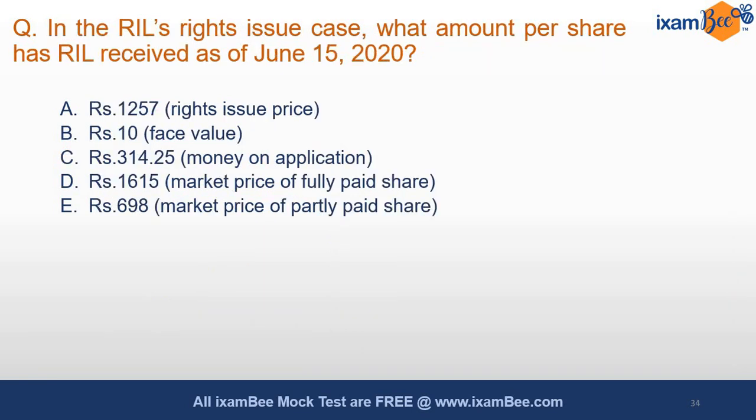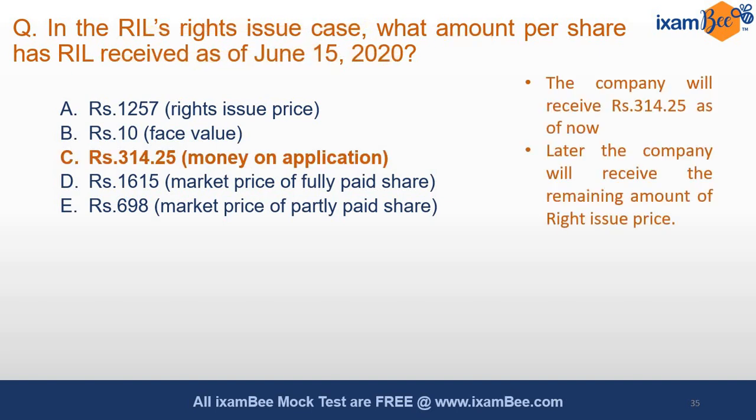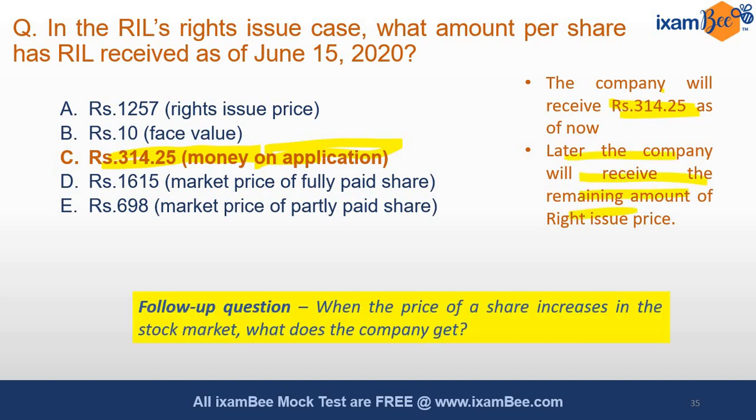And this is the question I asked you last time. In the RIL rights issue, what amount per share has RIL received as on June 15, 2020 after the first call? I think this is easy if you have understood the story well. This is 314 rupees, 314.25. Money on application is the amount received by the company, not 700 and something, because the share is getting sold in the market. That money never comes to the company. The company gets the issue price. The company will receive 314 rupees. Later the company will receive the remaining amount, the second call and the final call.